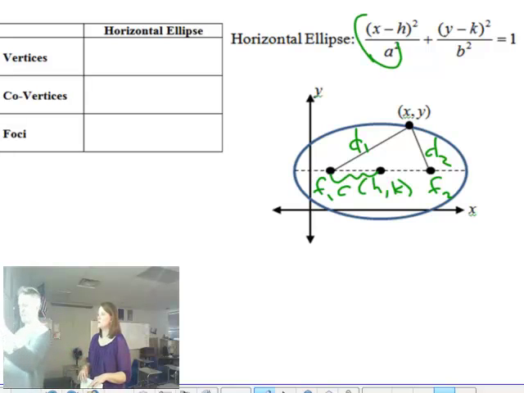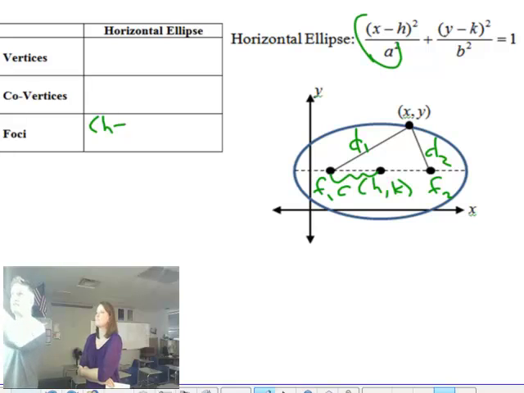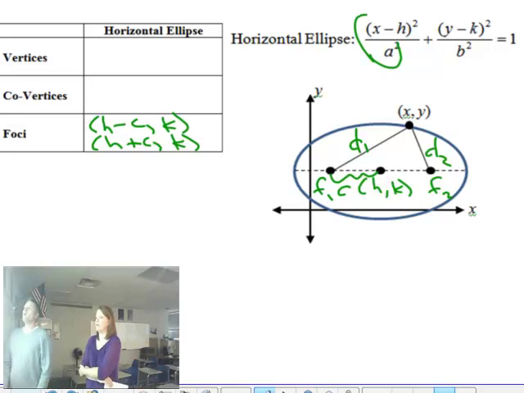So what's changing? Let's start with just the foci on this one. Left to right means that from the center I go minus c, my vertical stays the same. And the other direction, plus c, I'm on the horizontal line, so my y value stays the same. Right, so the k's are the same because it's left and right.